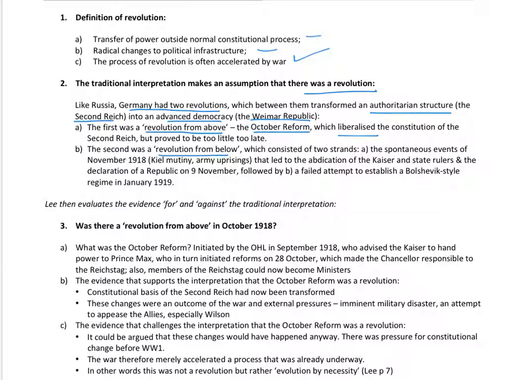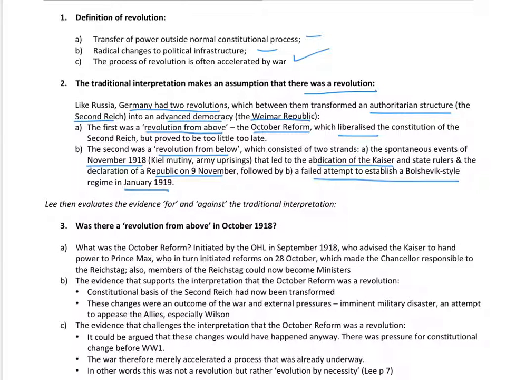Okay, so the first strand was the events of November 1918 that led to the abdication of the Kaiser on the 9th of November and the Republic being declared. And secondly, the events of January 1919, which was a failed attempt to establish a Bolshevik-style regime, which is obviously the Spartacist uprising.